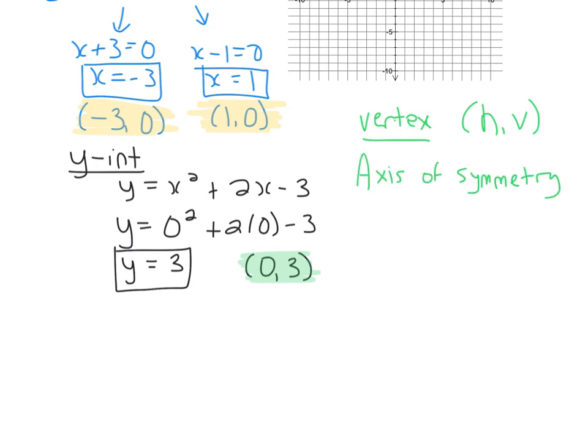So what I'm going to do is find the value of H, which is our axis of symmetry, and I'm going to do that by adding our two x-intercepts together. So -3 plus 1 and dividing by 2. So I'm taking the average, which is -1. So our h value is -1, and that is also our axis of symmetry.